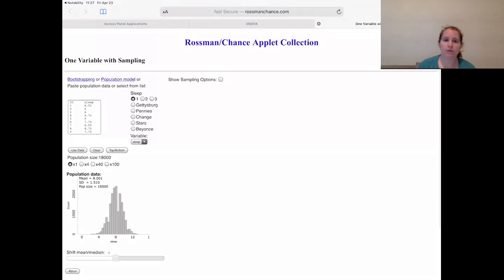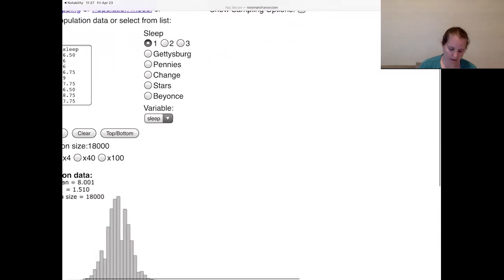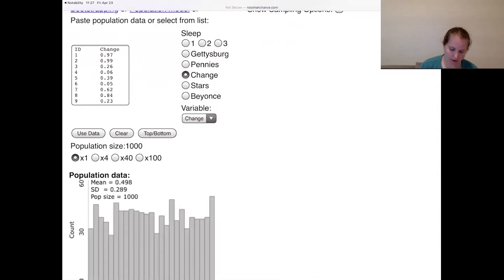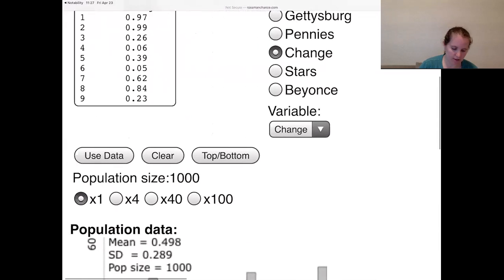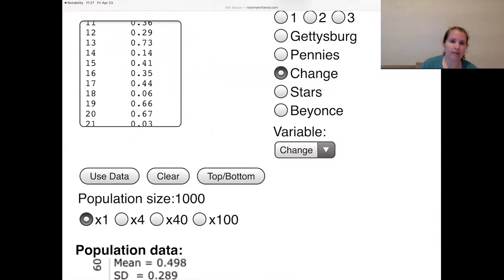And if we go here, I am going to use change, which is what we were talking about. So here's my list of transactions. So transaction 1, the change was 97 cents. Transaction 2, the change was 99 cents. And we have a lengthy list of transactions with a variety of amounts.